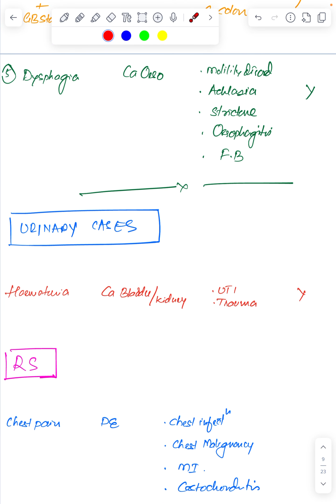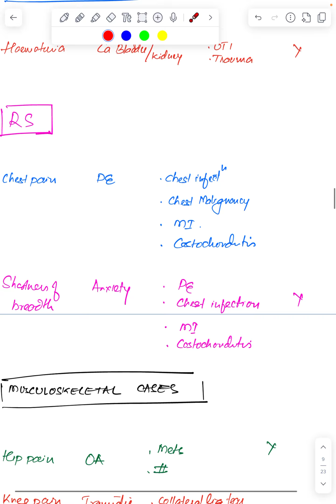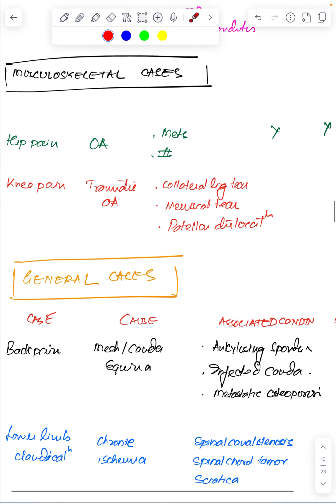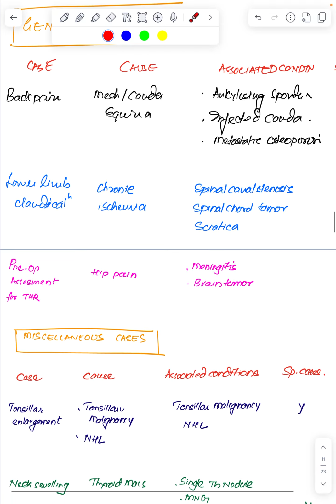Any one question on motility disorders, achalasia, stricture. Then urinary cases: hematuria, cancer of the bladder, kidneys, trauma. Respiratory: chest pain, pulmonary embolism, chest infection, malignancy, costochondritis. Shortness of breath: if the patient is complaining of breathlessness, anxiety, pulmonary embolism. Musculoskeletal: hip pain, osteoarthritis, knee pain, collateral ligament tear. General cases: back pain, cauda equina, ankylosing spondylitis, lower limb claudication, preoperative assessment for THR, hip pain, meningitis.